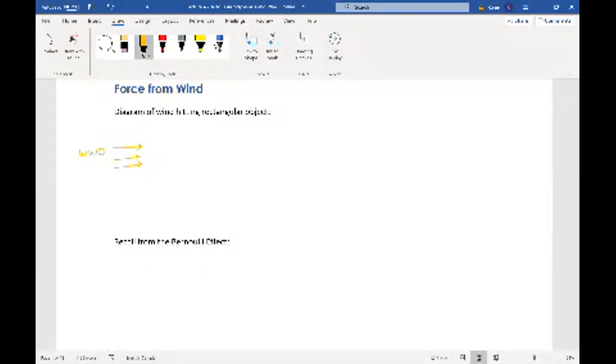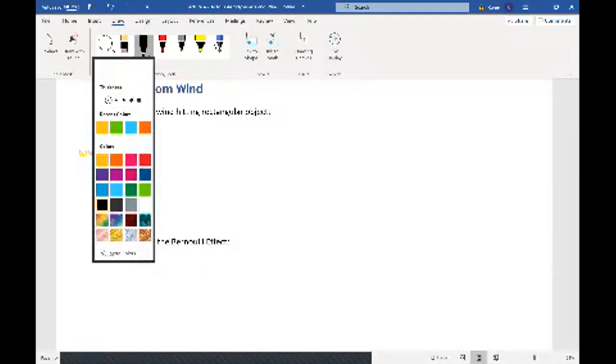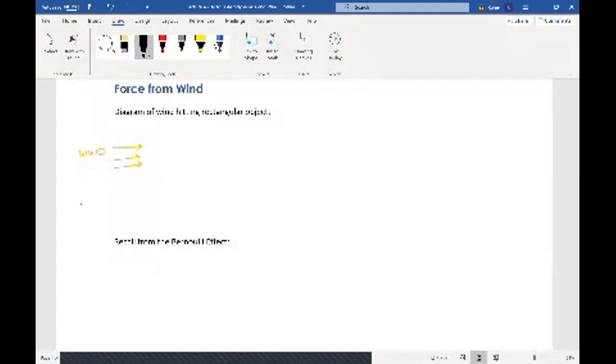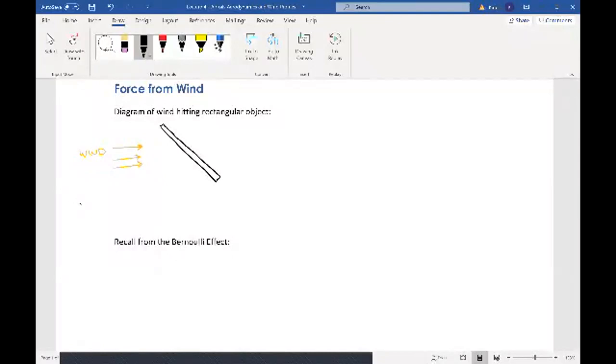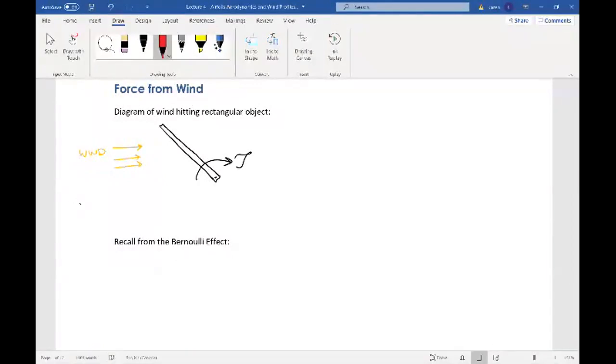And if that wind were to hit an object that is, say, a rectangular object, then it would rotate in this direction with a torque tau. When it hits that object, there would be high pressure here, where the wind is hitting it, and this is lower pressure, a lower pressure region.